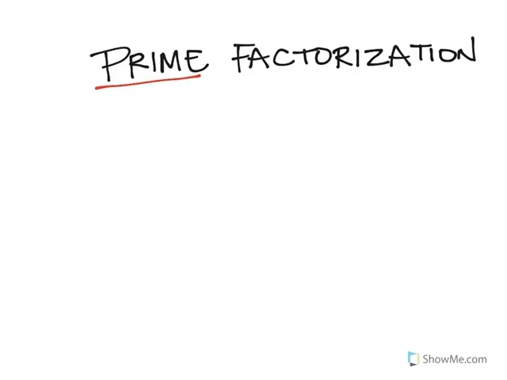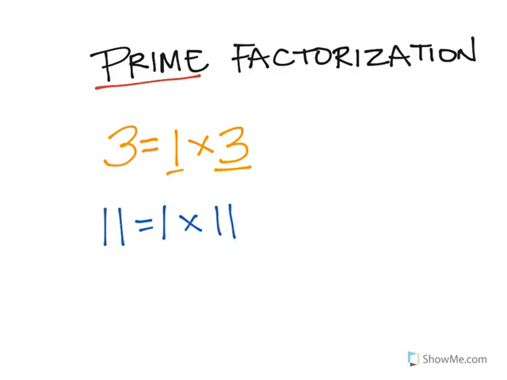For example, if we looked at the number 3, the only way that we could multiply and get an answer of 3 is by multiplying 1 times 3. The only thing we can do, again, is multiply the number itself times 1. Another number that's also prime is 11. The only way I can multiply is by multiplying the number 1 times the number 11.